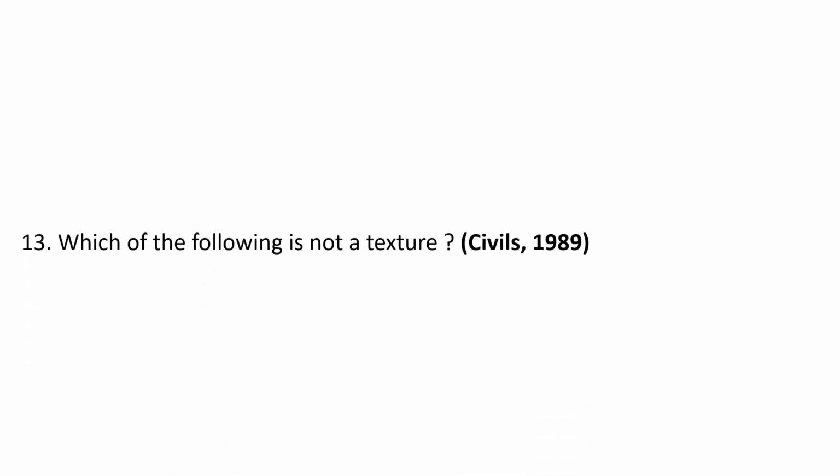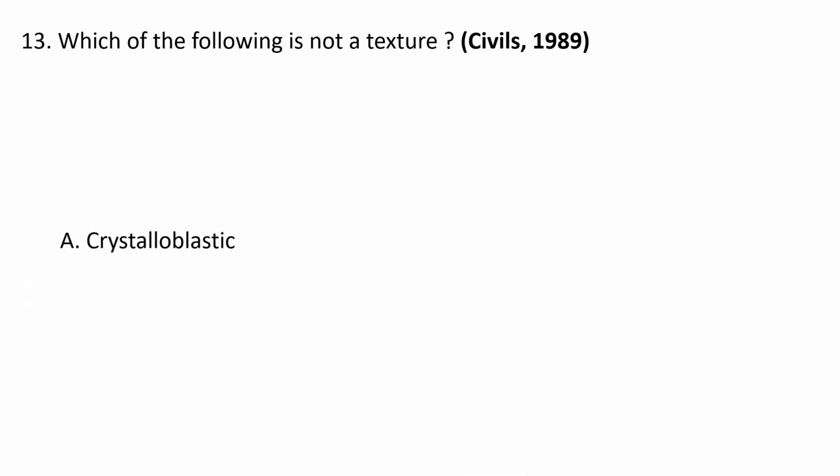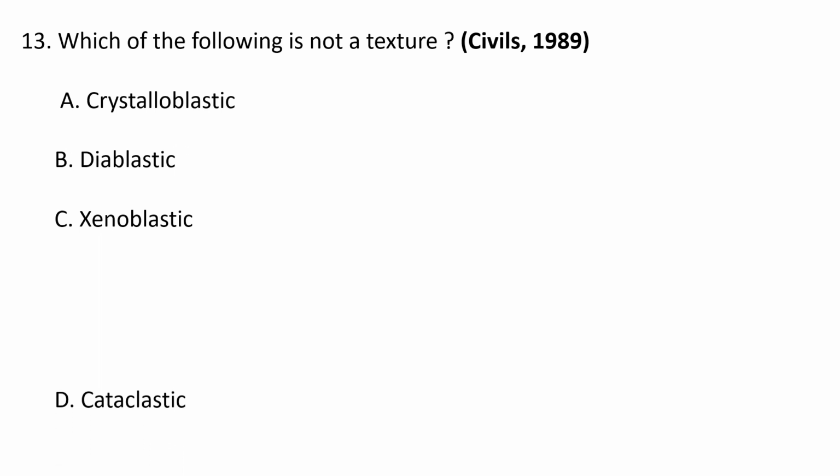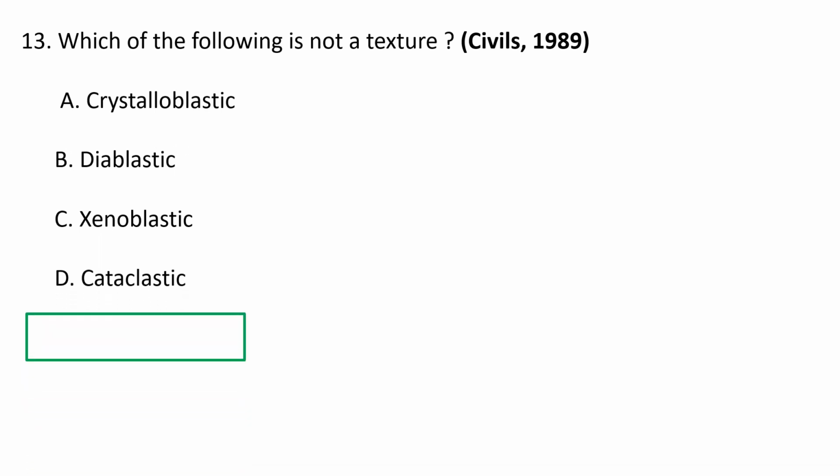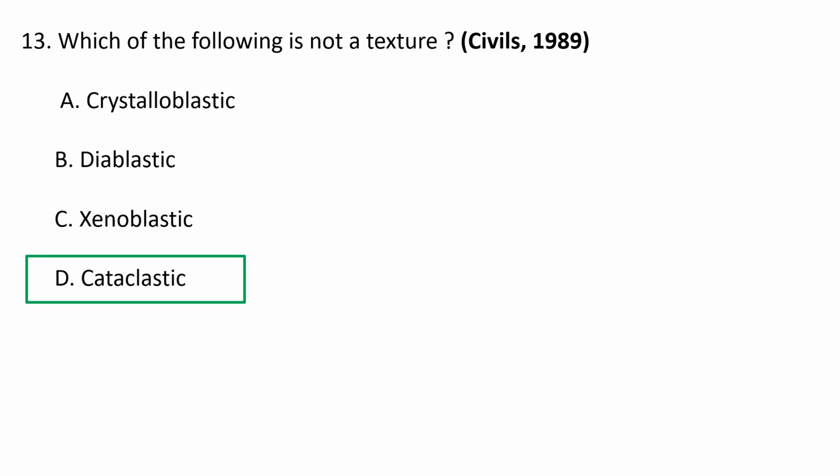Next question. Which is not a texture? A. Crystalloblastic. B. Diablastic. C. Xenoblastic. D. Cataclastic. So the correct answer is the cataclastic. Cataclastic rocks form by brittle processes in the upper part of the crust in areas of moderate to high strain, particularly in the fault zones, and it is not a texture. So D is the correct answer.